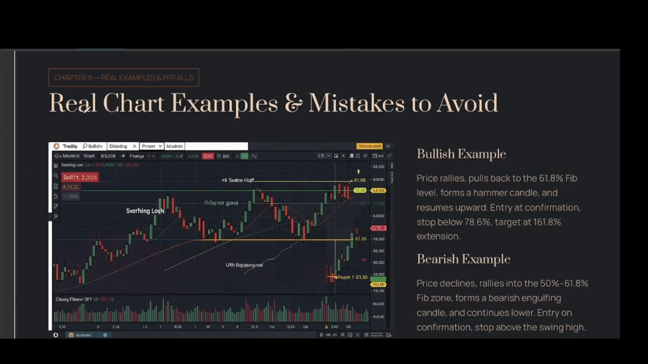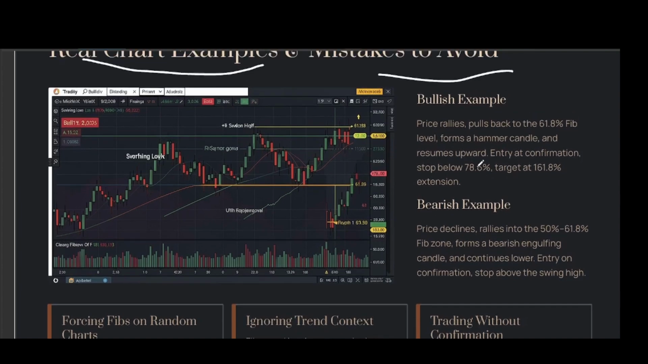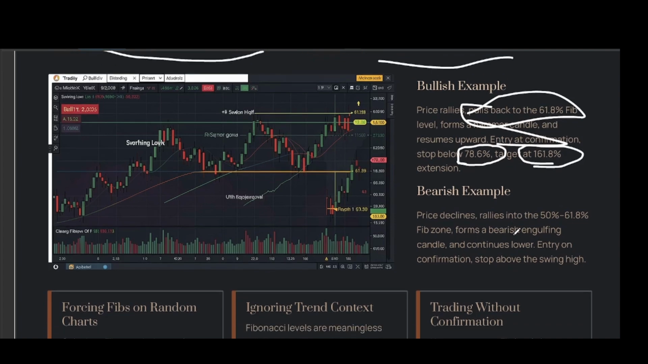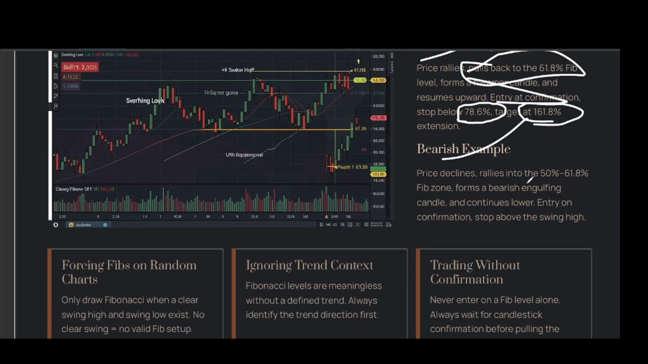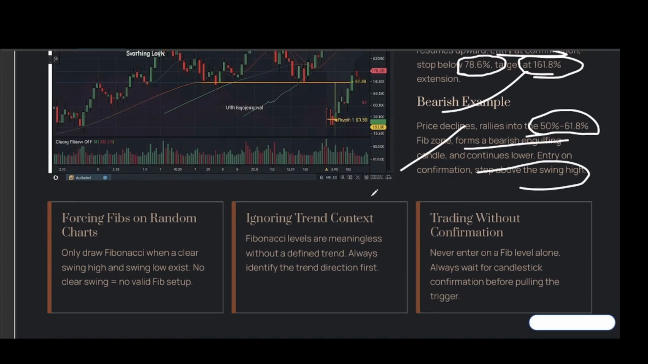Now, what are the real chart examples and mistakes to avoid? First is when price gives a pullback at the 61.8 Fibonacci level and forms a hammer candle. When it gives a pullback, you can put your stop loss at the 78.6 level and put a target at the 161.8 level, getting a 1:2 risk reward. This was a bullish example when the market is in an uptrend. For a bearish example, if it rallies to your key zone, which is this 50 to 61.8, then after a bearish engulfing or candle confirmation, you can put your stop loss above the swing high.